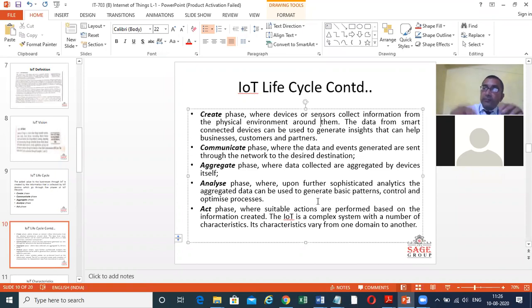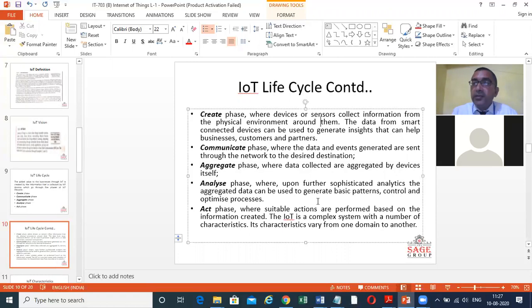I connect my device with the cloud server. Suppose I have a sensor, the DHT-11 sensor, that is the humidity and temperature sensor. That sensor will collect the humidity and temperature from the surrounding world, and that data has been sent to the cloud server with the help of the microcontroller or the board. So that data is stored at the cloud server.